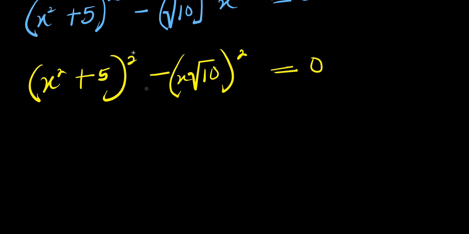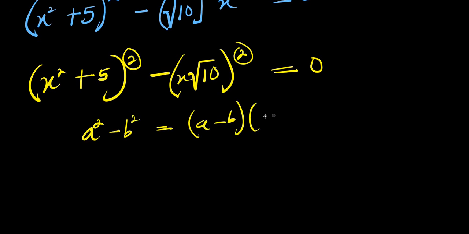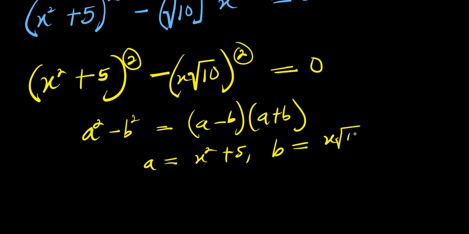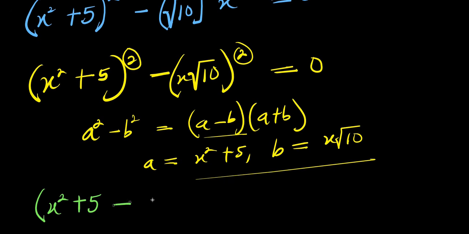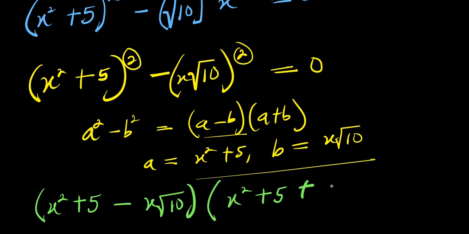So look at it, there is power 2 here, there is power 2 here, there is minus here. Difference of two squares: a squared minus b squared equals a minus b times a plus b. A is x squared plus 5, b is x times root 10. A minus b will simply be x squared plus 5, that is my a, minus x times root 10, that is my b, times a plus b, which is x squared plus 5 plus x times root 10. This equals 0.